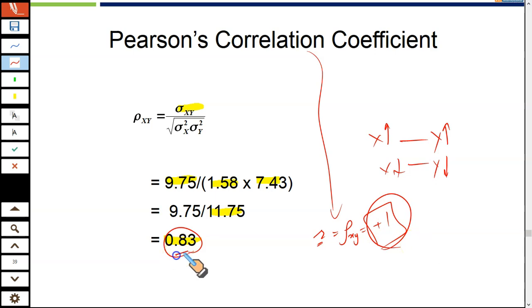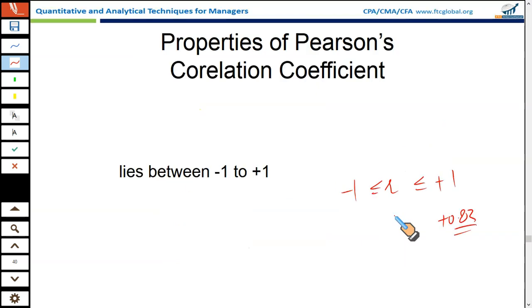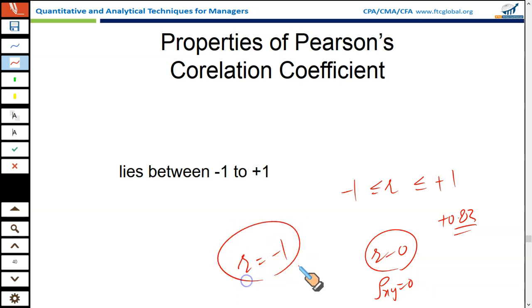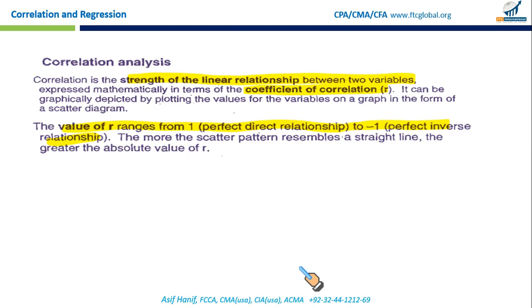But in our example, it's positive 0.83, which means it's not perfectly positive, but it is very strong positive. Similarly, had we got R equal to 0, that means rho is equal to 0, that means x and y are not correlated. And if R was -1, it means they are perfectly negatively correlated. Let me show you a more relevant example. So this correlation coefficient or coefficient of correlation shows you the strength of the linear relationship between two variables, called the coefficient of correlation.